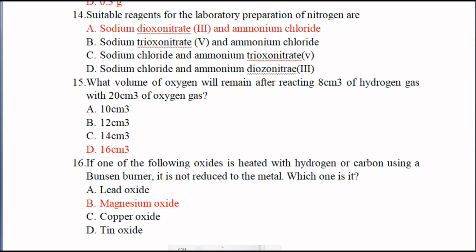Now, if one of the following oxides is heated with hydrogen or carbon using a Bunsen burner, it is not reduced to metal. Which one is it? A. Lead oxide. B. Magnesium oxide. C. Copper oxide. D. Tin oxide. The answer is B. Magnesium oxide.